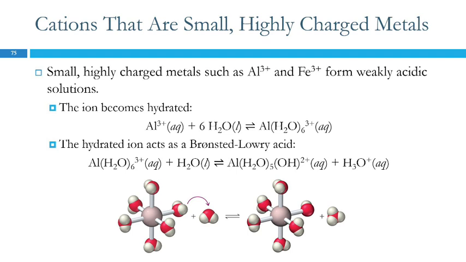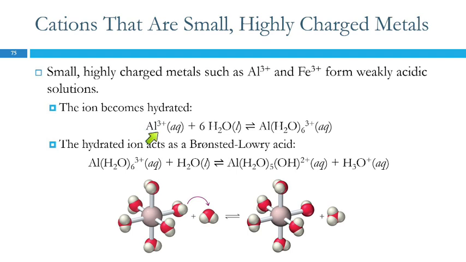And then there's this extra group for the cations: small, highly charged metals. These are things like aluminum 3+ and iron 3+. These are small, they're only in the third row of the periodic table. I'm sorry, the fourth row of the periodic table. And they have a high charge. So what these guys do, and I don't really expect you to completely understand this, just believe me, okay?